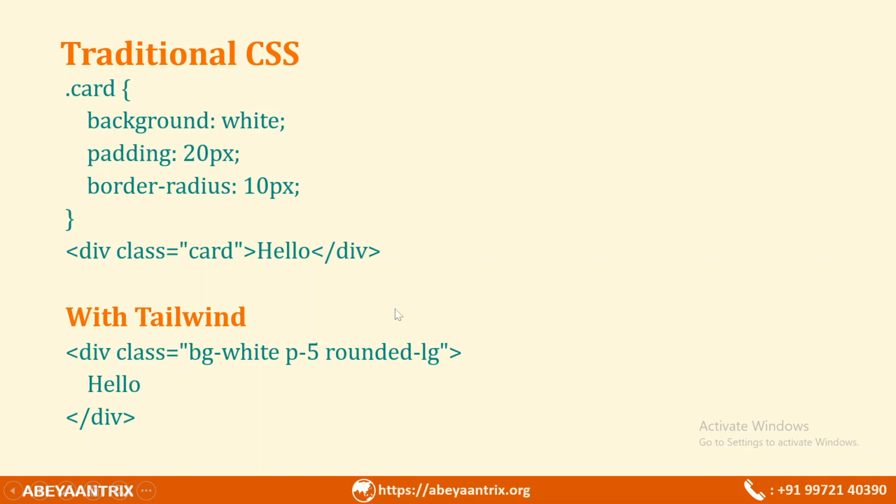And rounded. So rounded-lg means the large size we are giving. So you will get the same output from both lines. Here, in traditional CSS, you have to write multiple lines. Here there is no need to write multiple lines; you can add those things in a single line only. Okay, so I think now you have understood it, compared to traditional CSS.